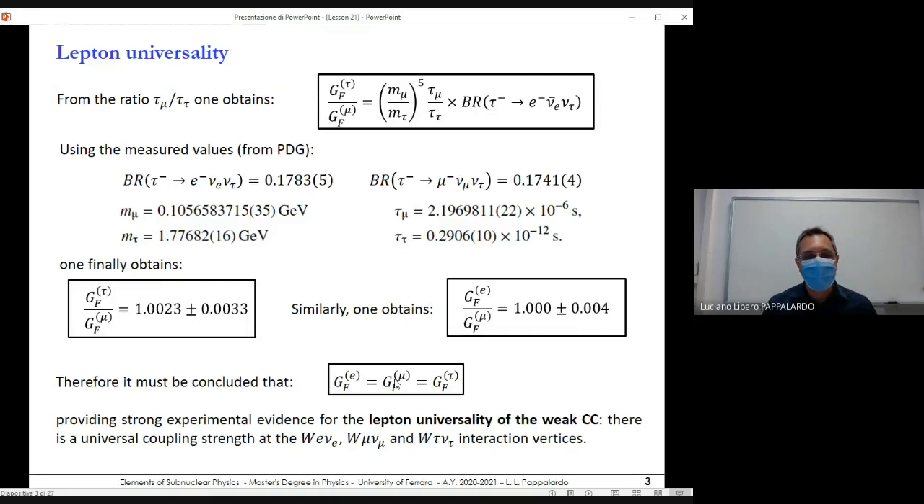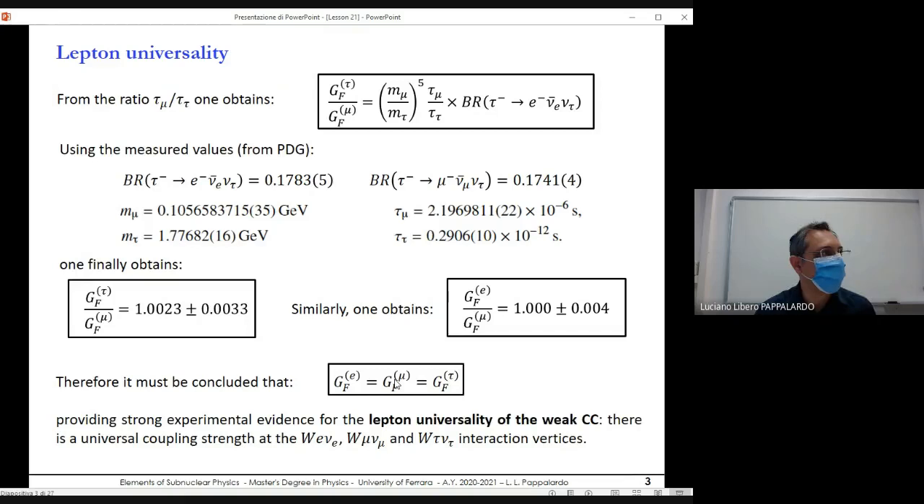Now, let's put everything together. What we found is that we must conclude that the charged current weak coupling for the electron, the muon, and the tau must be the same. And this is what we call Lepton Universality. And this is indeed a precise prediction of the standard model. According to the standard model, the charged current weak coupling has to be the same for all 3 lepton vertices.